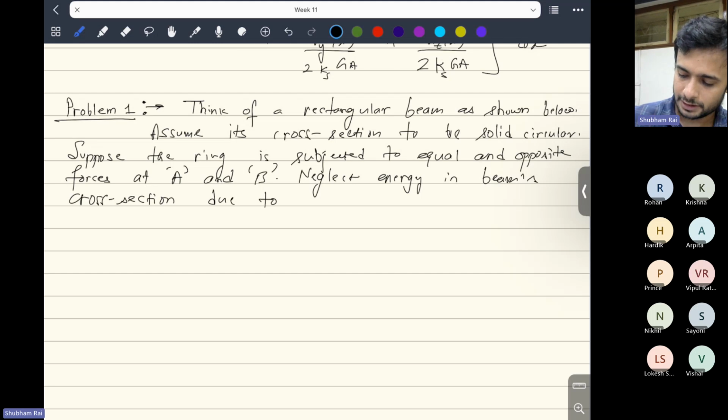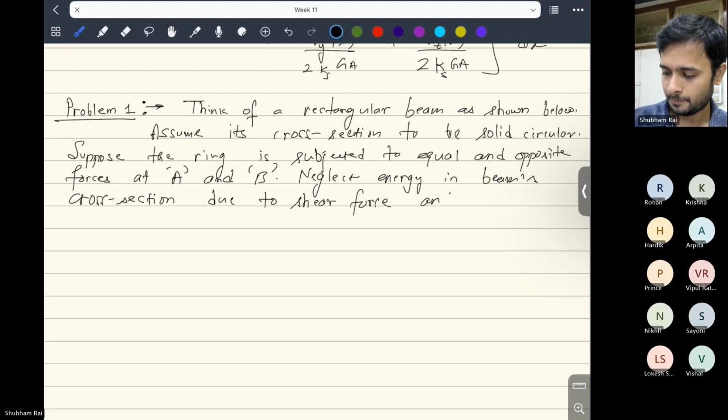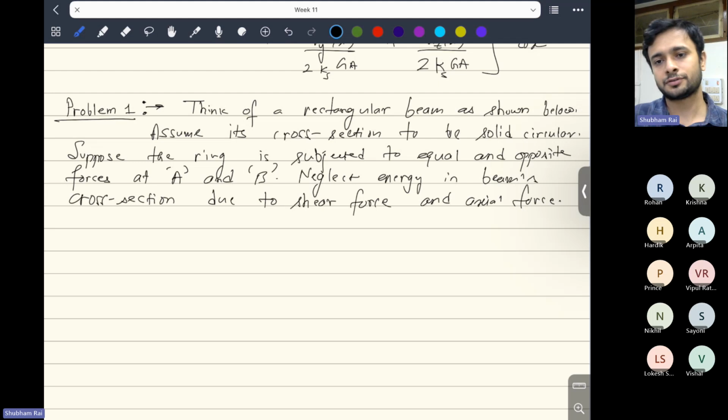Due to shear force and axial force, you have to neglect the energy in beams per section. So you only have to take energy due to bending. Okay, so let me draw the diagram.